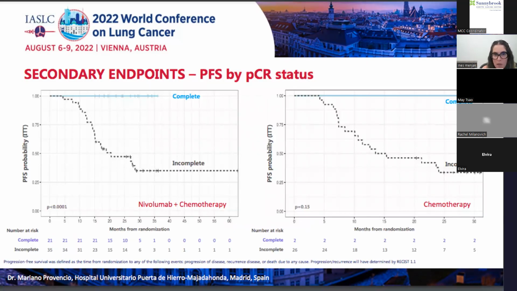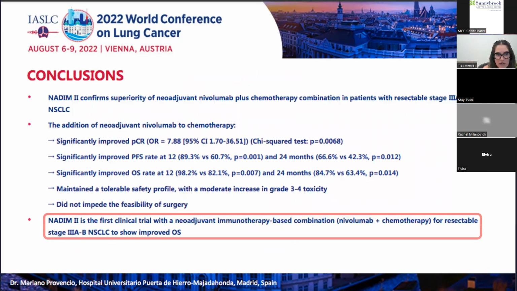Patients who had a complete pathological response remained alive and free from disease progression, compared to patients who had incomplete PCR. So the conclusion is that NADIM-2 confirmed the superiority of the neoadjuvant nivo and chemotherapy combination in patients with resectable stage 3A to B non-small cell lung cancer. And NADIM-2 is also the first trial in which neoadjuvant immunotherapy based on nivo and chemotherapy for resectable stage 3A to B showed improvement in overall survival.